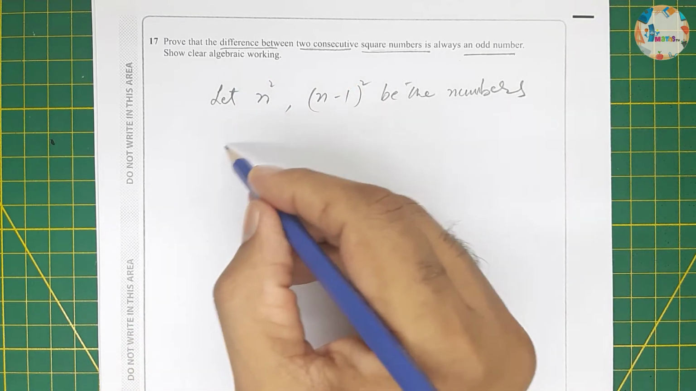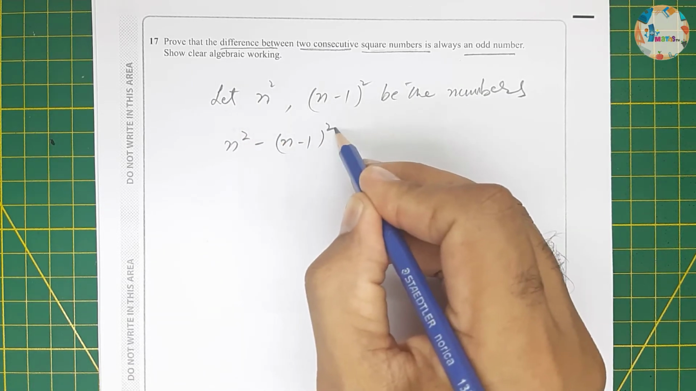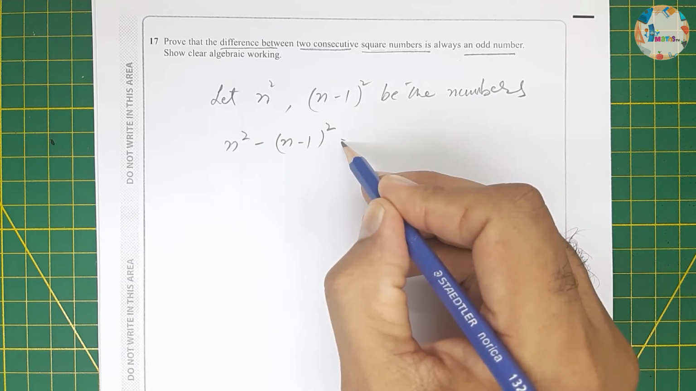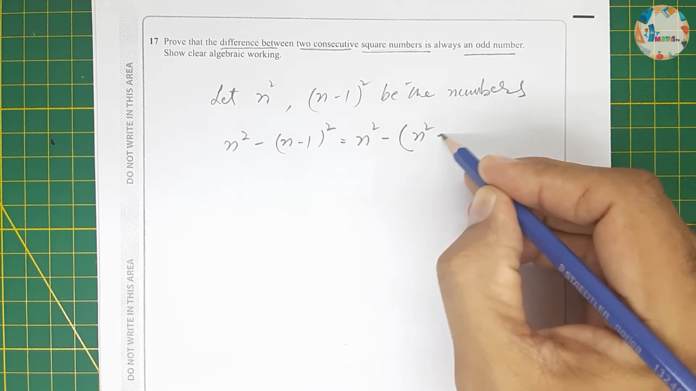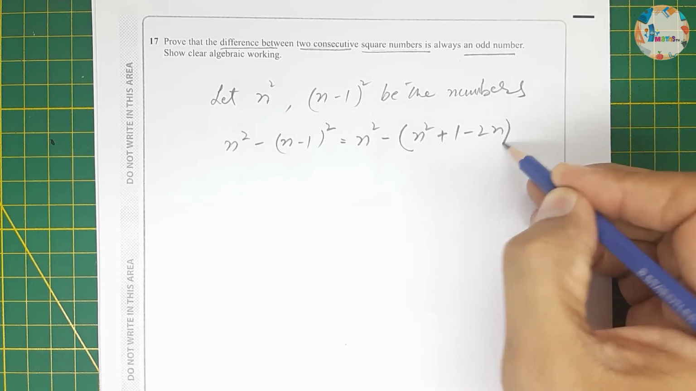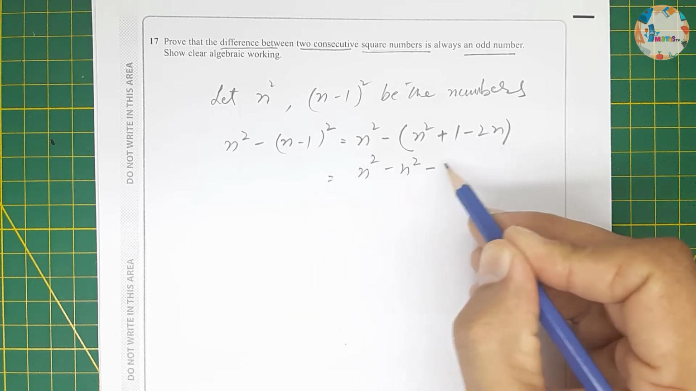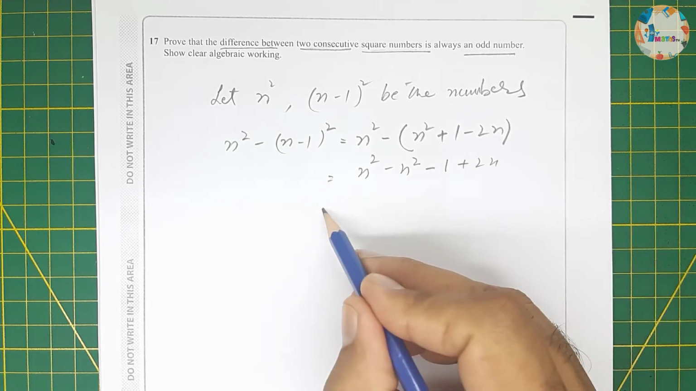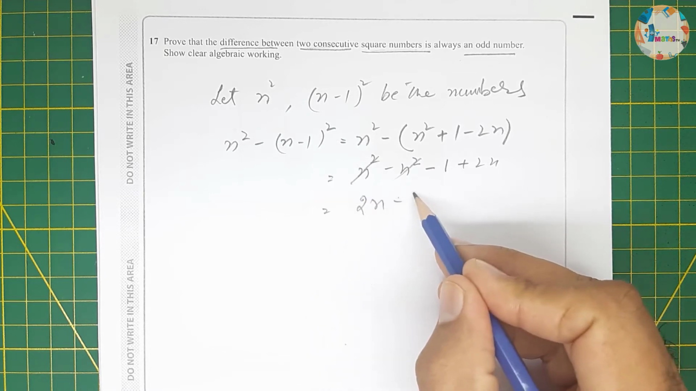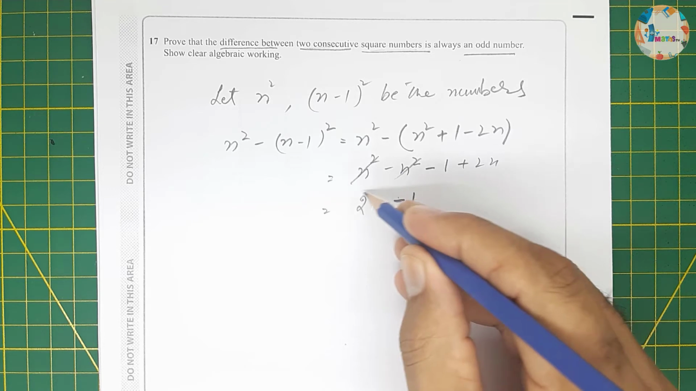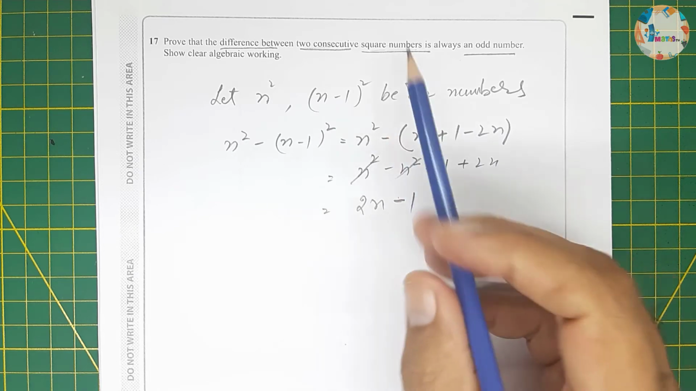Then by the condition of the question, n square minus (n minus 1) square, this will be the difference, will be equal to what? This will be n square minus, this will be n square plus 1 minus 2n, and this will be n square minus n square minus 1 plus 2n, and n square will be cancelled, so 2n minus 1. So 2n is always an even number.